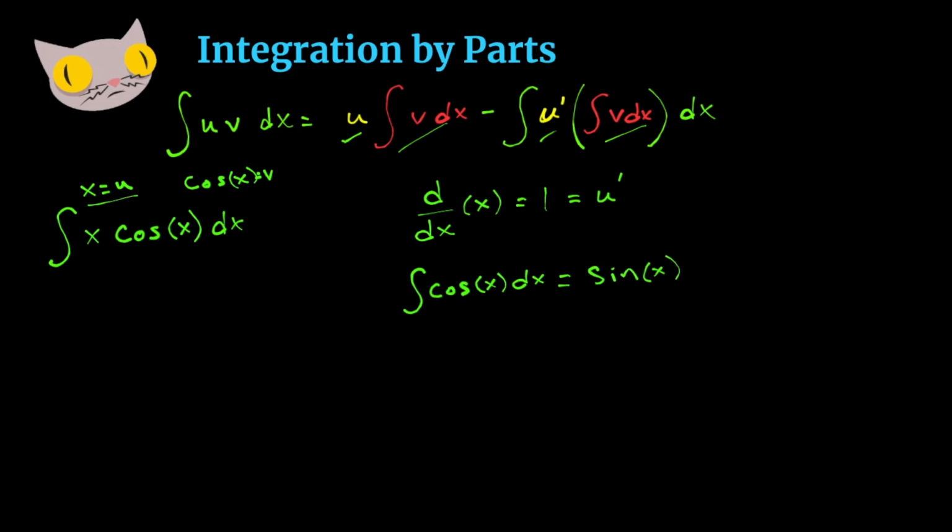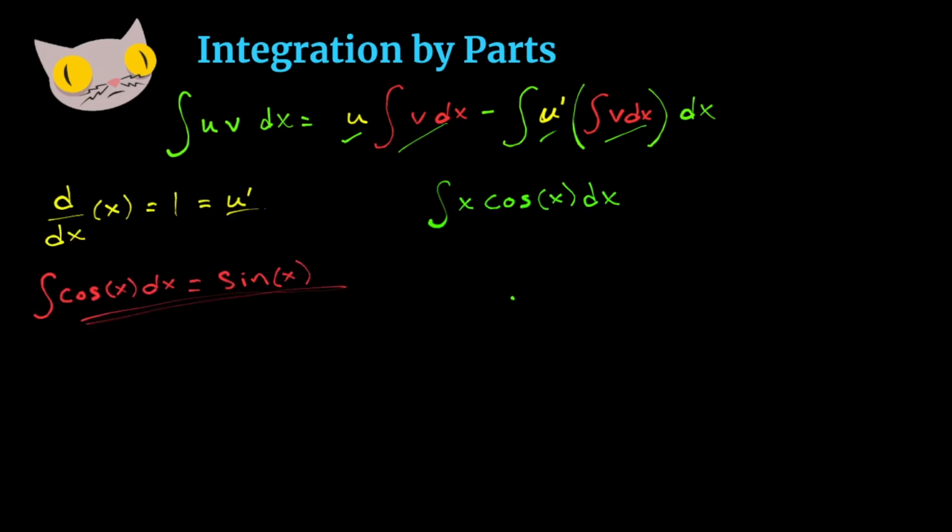So now we have our u value, we have our u prime value, and we have our integral of v with respect to x value. So now that we have everything, let's put it all together. So we can rewrite our original problem as our u, which is x, times the integral of v with respect to x, which is our sine of x, minus the integral of u prime, which is 1, times the integral of v dx, that's sine of x, dx.